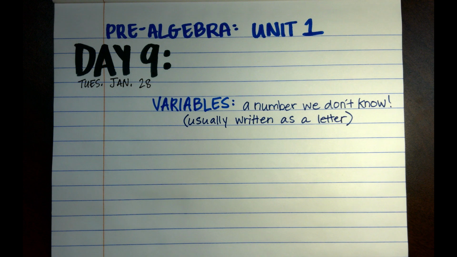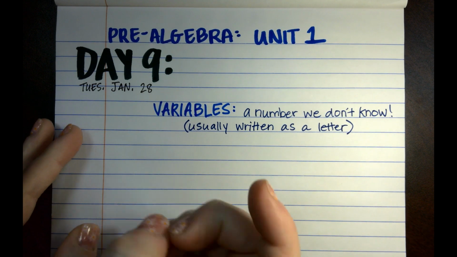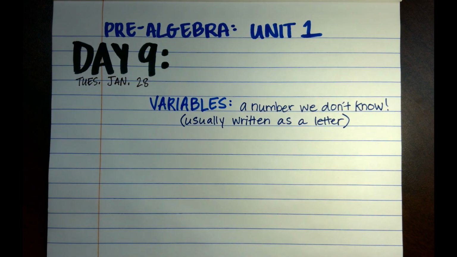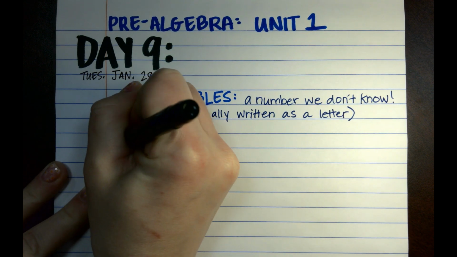So, we can also say that a variable is just that placeholder, the letter that we choose, and we can give that letter a value. We can say that that letter stands for this number. So I'm going to give you an example, and we're going to go through this together. So let's write examples.